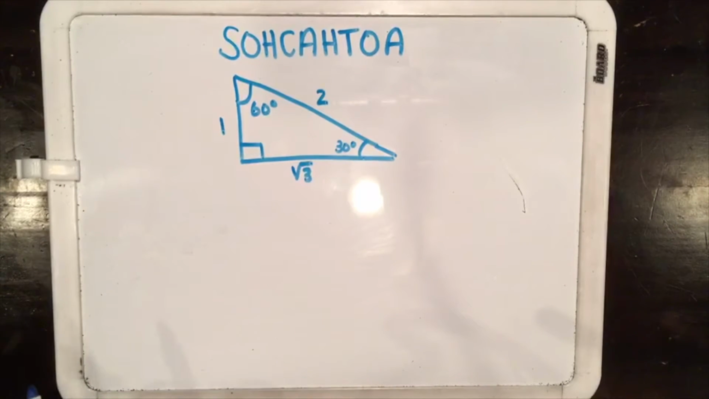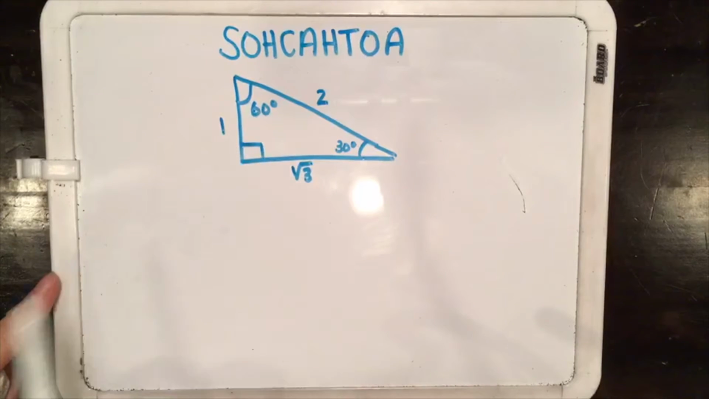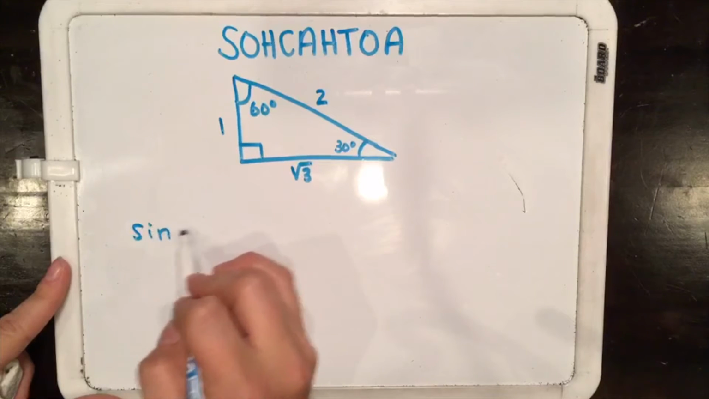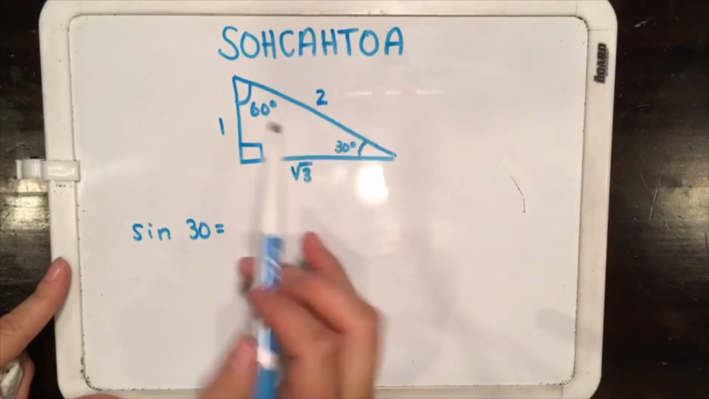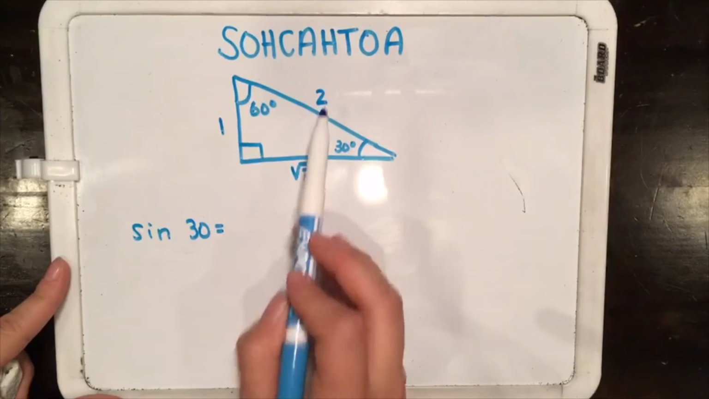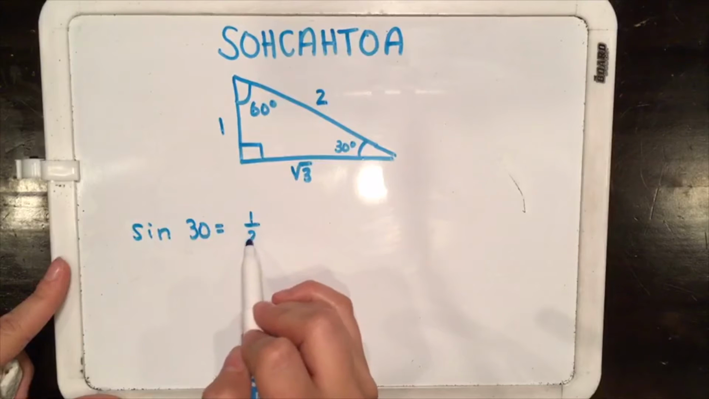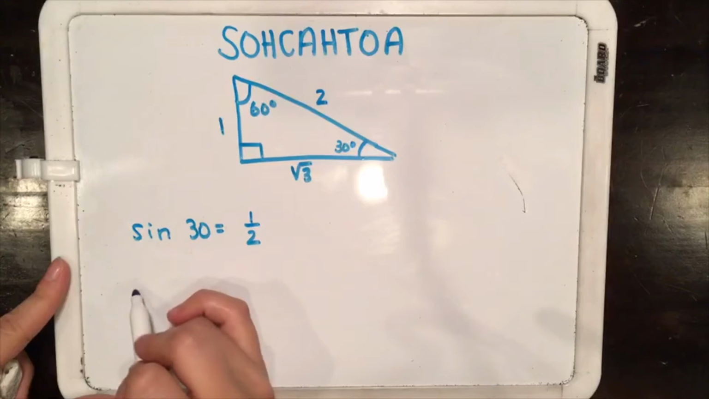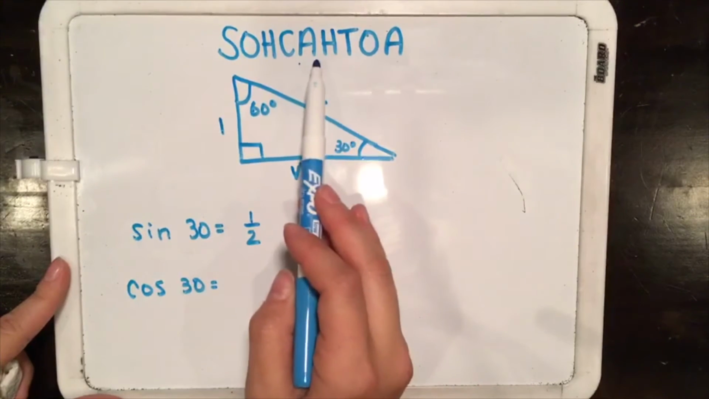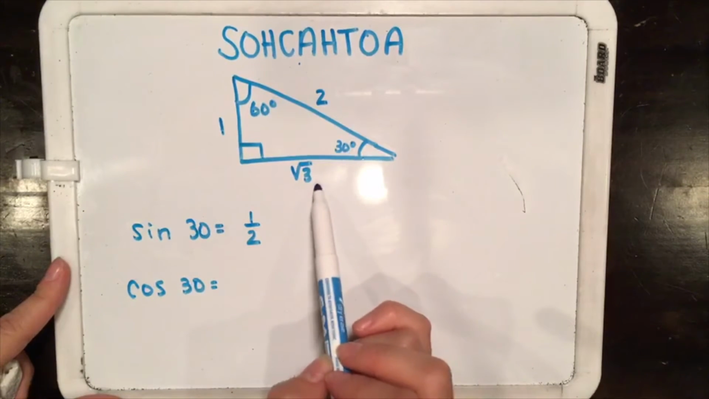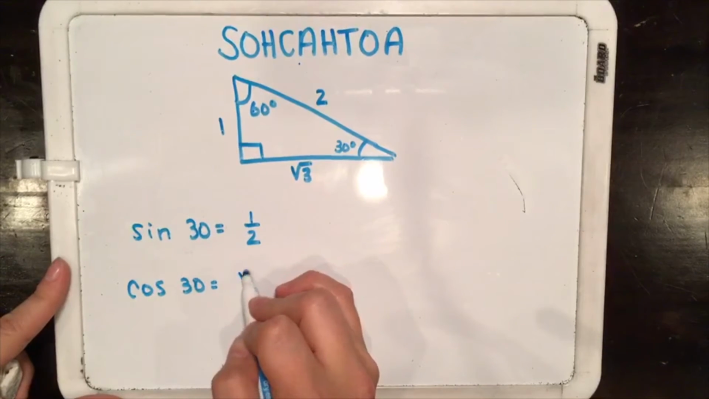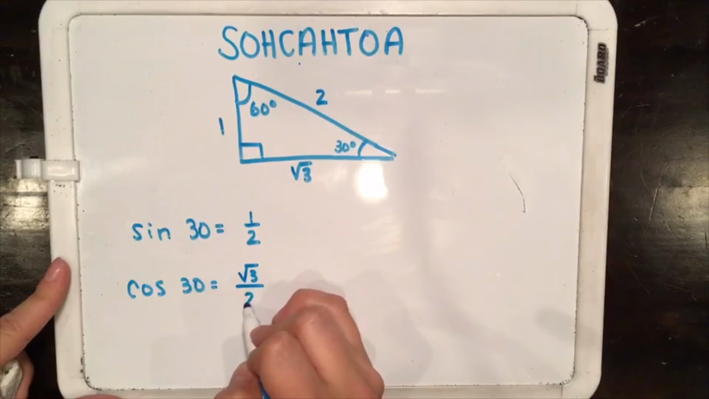We're going to find the trig ratios for both 30 degrees and 60 degrees. Let's start with 30 degrees. Sine of 30 equals opposite over hypotenuse. Opposite is 1, hypotenuse is 2, so for sine of 30 we get a half. Cosine of 30, adjacent over hypotenuse. Adjacent is square root of 3, hypotenuse is 2, and we get square root of 3 over 2.